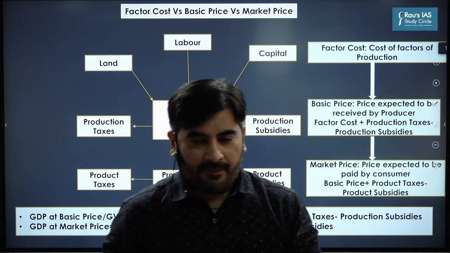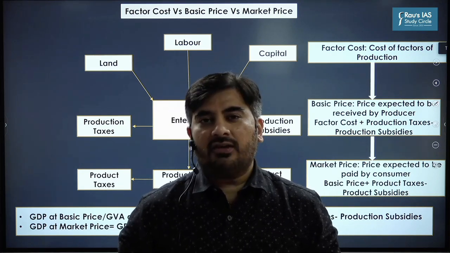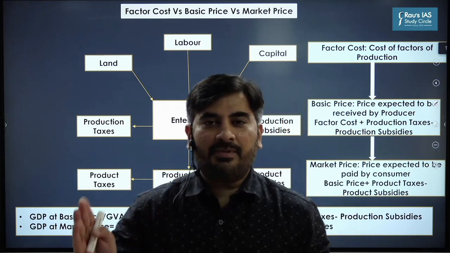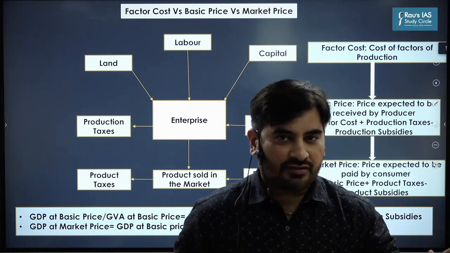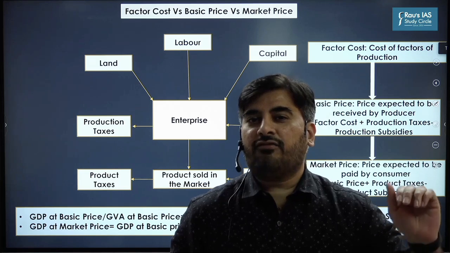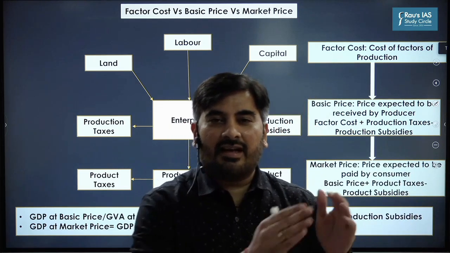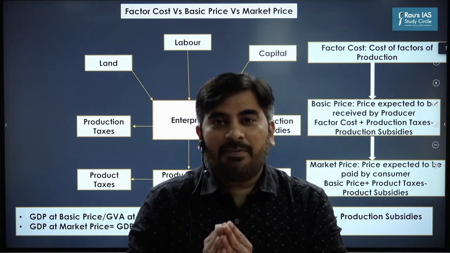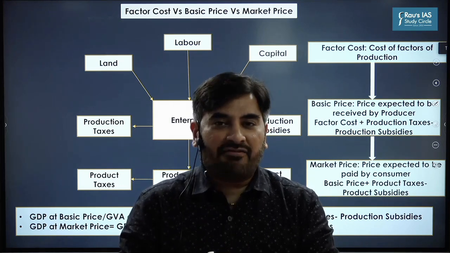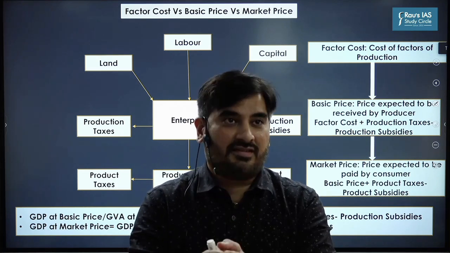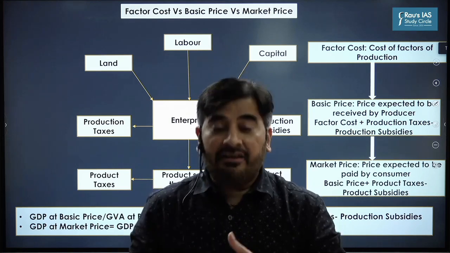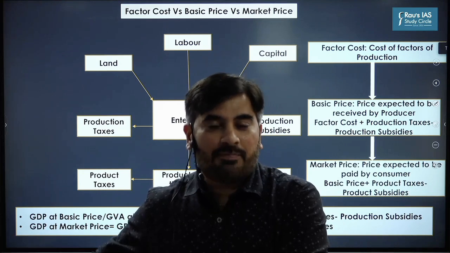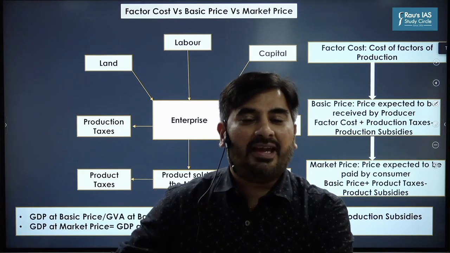See, when we calculate GDP, gross domestic product, GDP can be calculated at 3 different levels: GDP at factor cost, GDP at basic price, and GDP at market price. When we say GDP at factor cost, it basically takes into account the cost of factors of production, such as land, labor, capital, and so on. When we calculate GDP at basic price, it means how much price the manufacturer is expected to receive when he sells the goods and services. So basic price is from the perspective of whom? From the perspective of the manufacturer. Market price is the price that the consumer is required to pay on purchasing the goods and services.